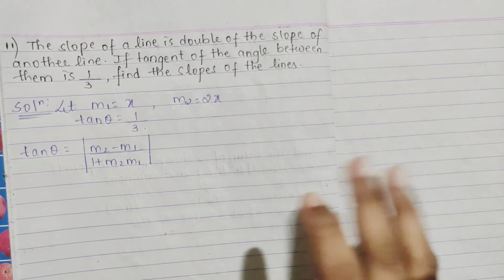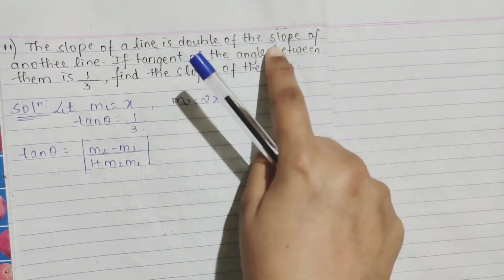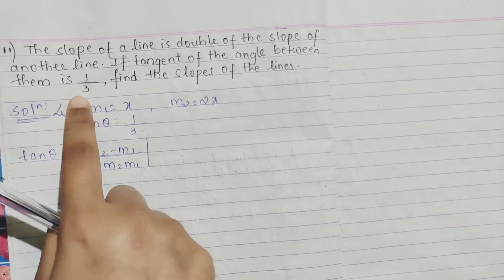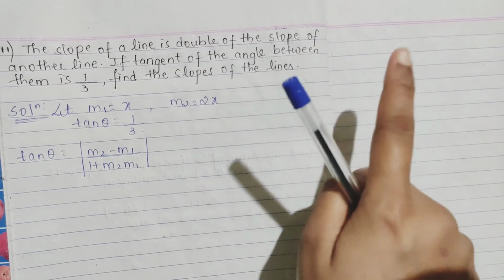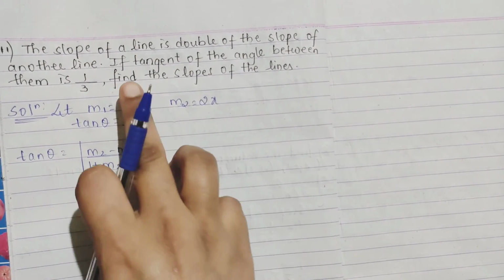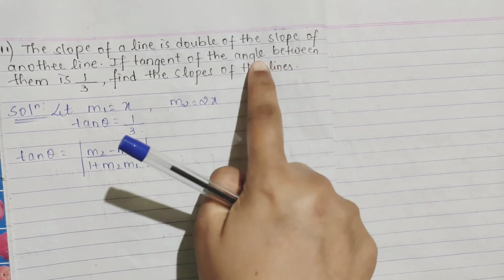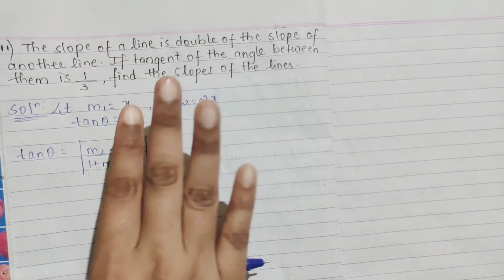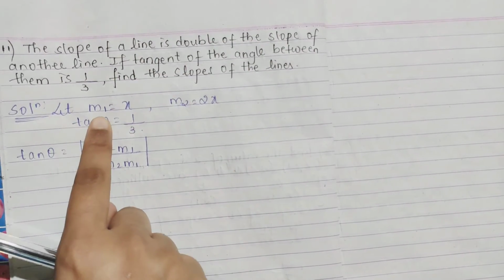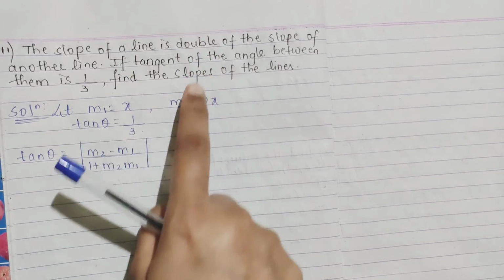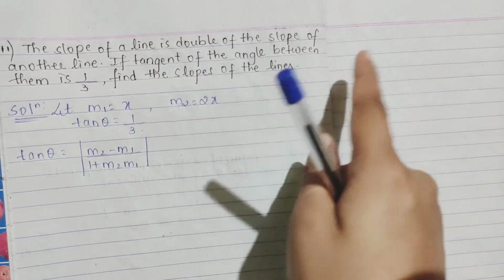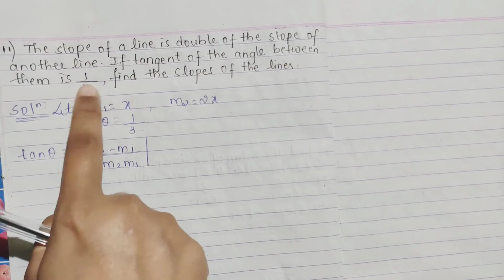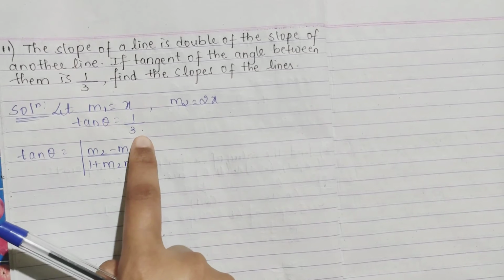11th question: the slope of a line is double the slope of any other line. If the tangent of the angle between them is 1 by 3, find the slopes of the lines. So you have to find the slope of the lines. They have given the angle between them, and they have said the slope of a line is double the slope of any other line. We don't know both slopes, so we take m1, the first slope, as x. The second slope is double, so m2 will be 2x, and the angle between them is 1 by 3, meaning tan theta is given as 1 by 3.